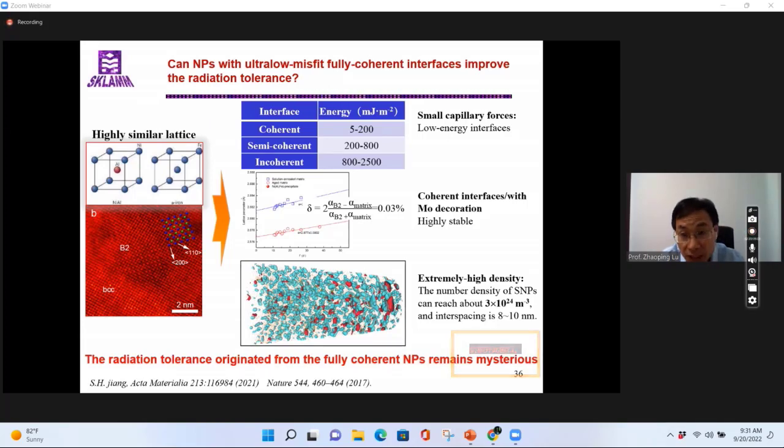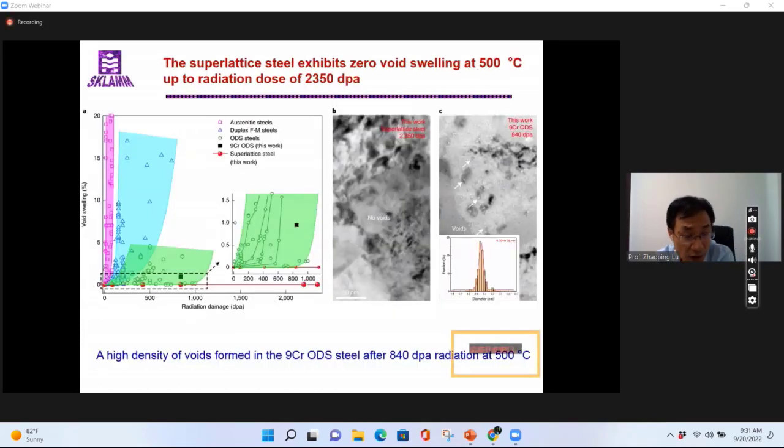to prevent the irradiation damage? So we have conducted the irradiation test for this newly developed steel. To our surprise, this CityU steel shows zero void swelling at 500 degrees C up to a very high radiation dose of 2,350 dpa.